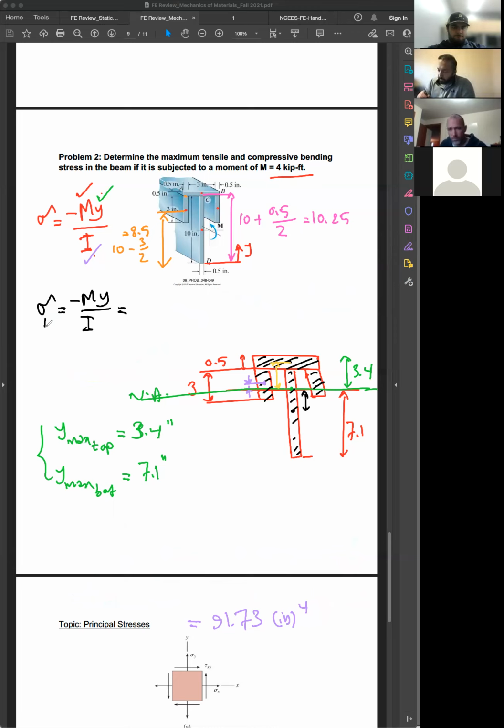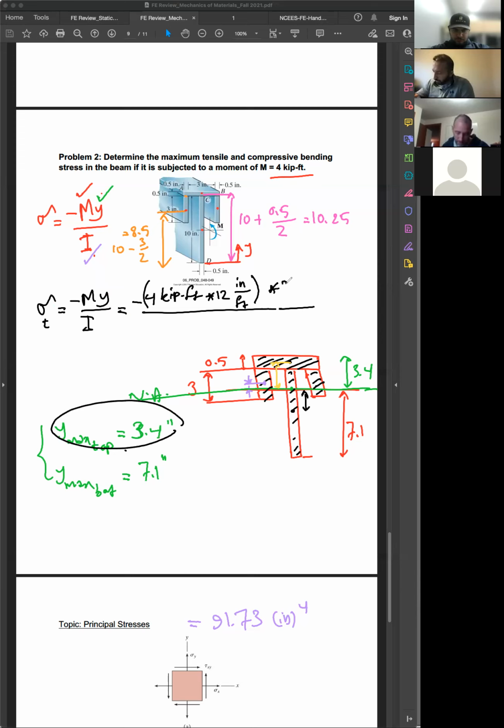I'm gonna say for the top, negative, the moment is 4 kip-feet, but since we're gonna put everything in inches, let's just change this one in terms of inches. For the top, y of top is 3.4 inches. The moment of inertia, 91.73 inch to the power of 4.